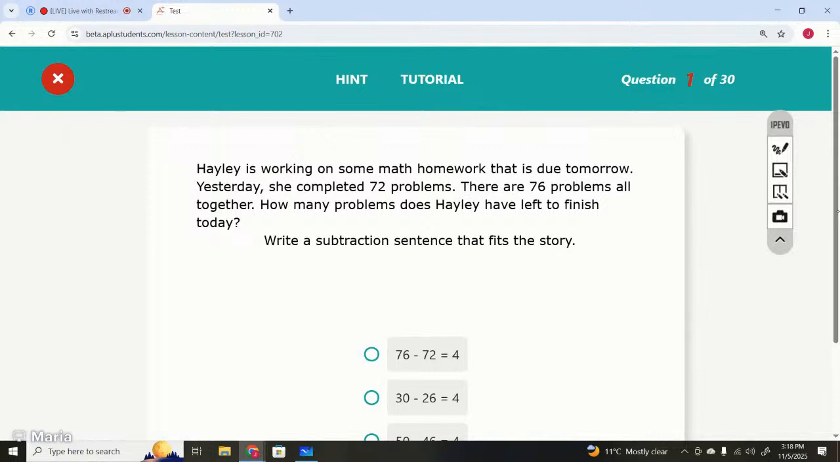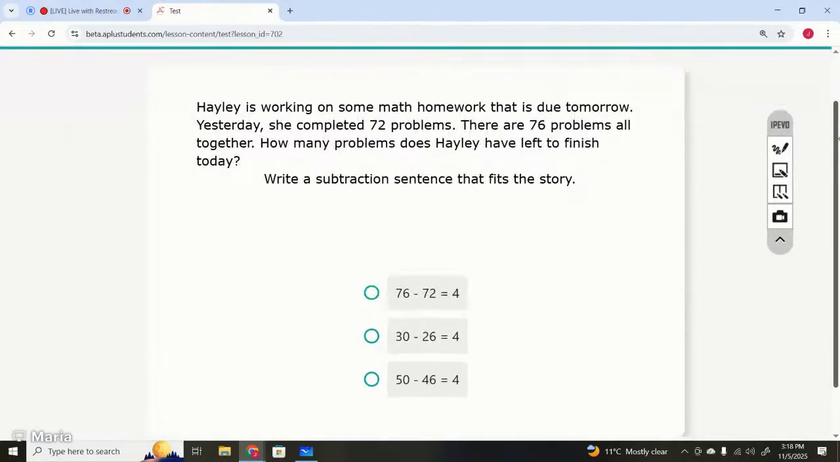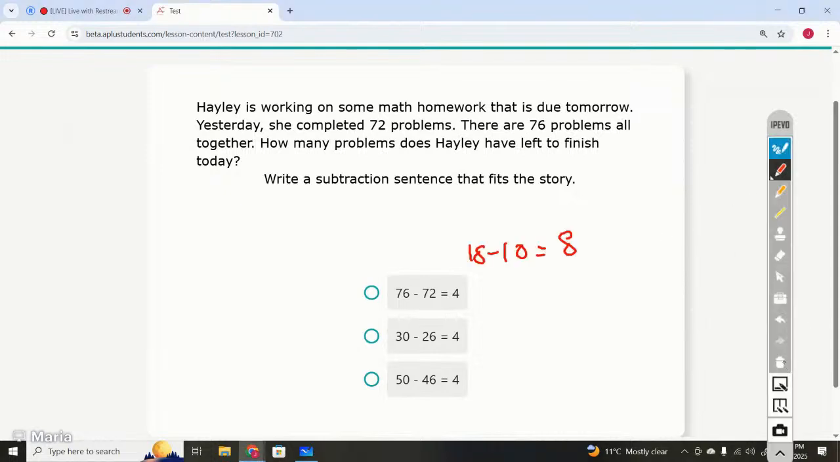Harley is working on some math homework that is due tomorrow. Yesterday she completed 72 problems. There are 76 problems altogether. How many problems did Harley have left to finish today? Write a subtraction sentence that fits the story. The problems altogether are 76 and the completed problems are 72.